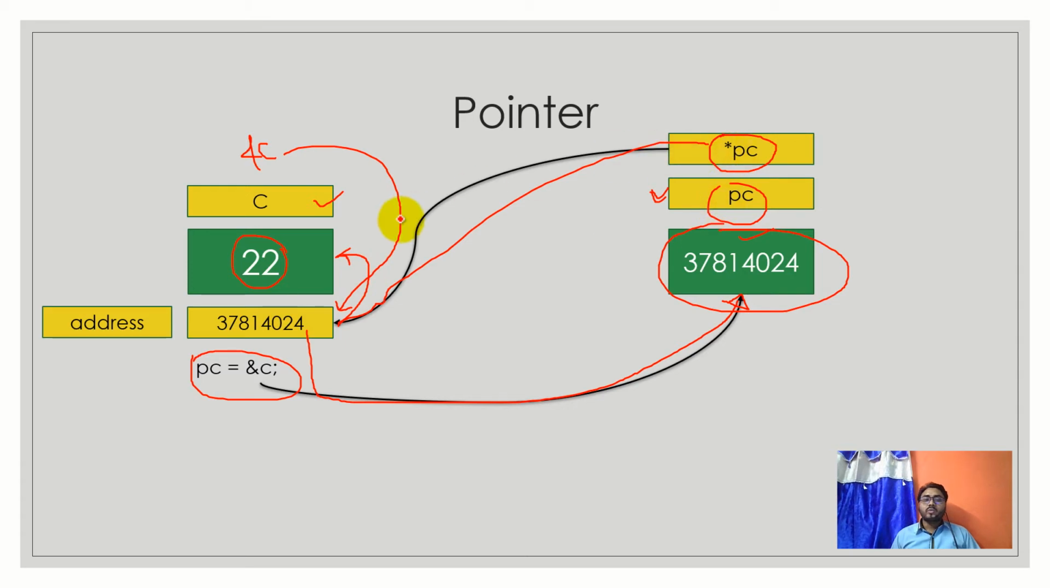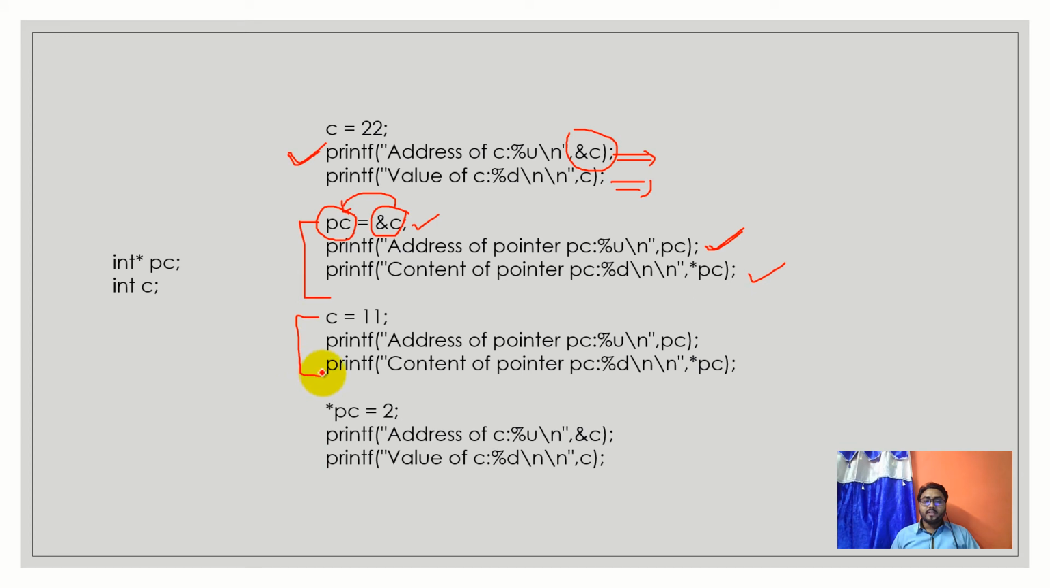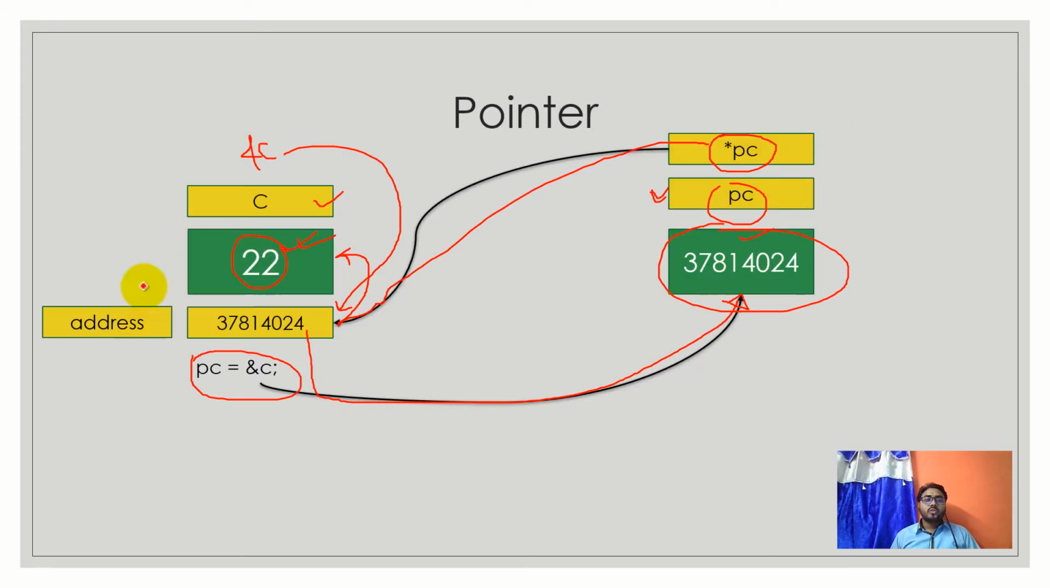So *pc will give the value 22. Now in this third statement, if we initialize the value of c equal to 11, that means the value of variable c, which was previously 22, will be erased and it will store 11 inside the c variable.